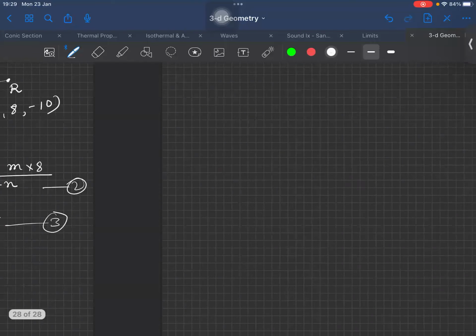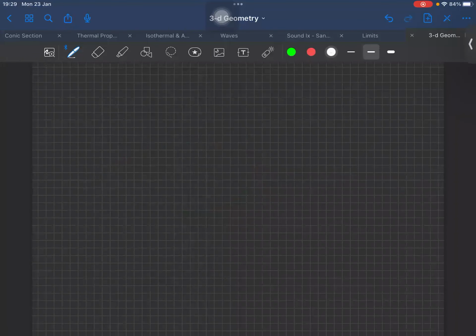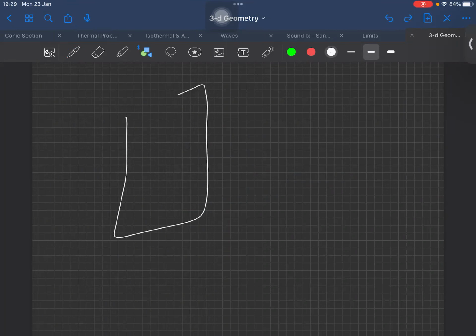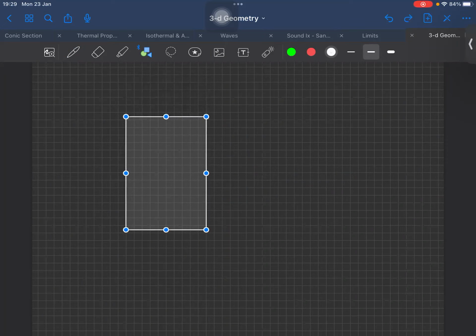Question number 3 is find the ratio in which the YZ plane divides the line. YZ plane, that means x equals zero plane. Let me redraw it. Suppose this is the YZ plane, that means, let's say this side is Y, and this is Z.